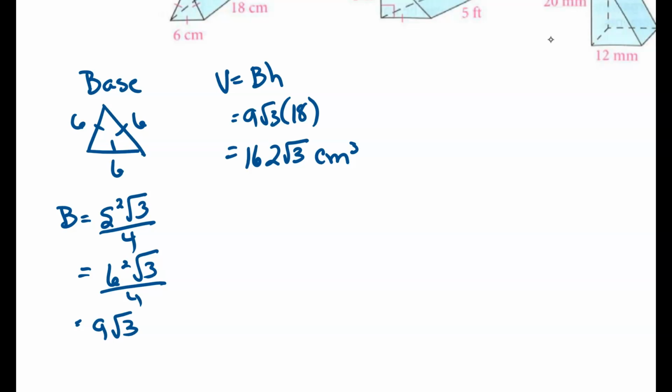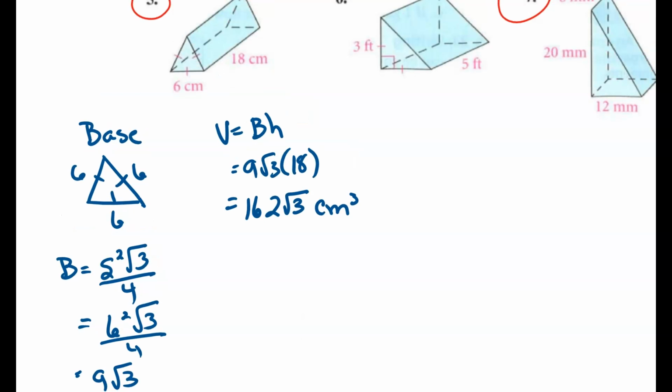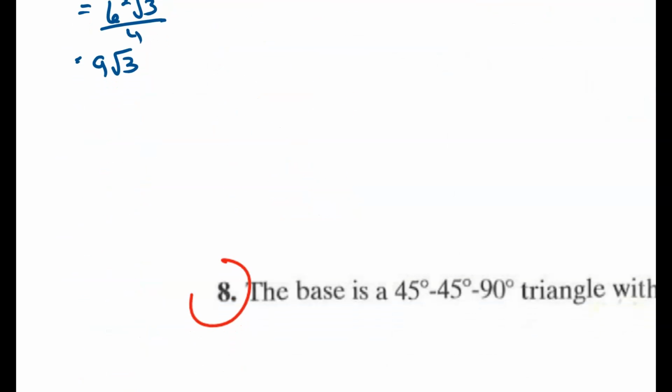Now friends, notice things, everything I did on here, I drew the base polygon. I wrote the formula for the area of it down and solved for it. Then I had the volume formula with the work directly below it. Please don't forget to do those.